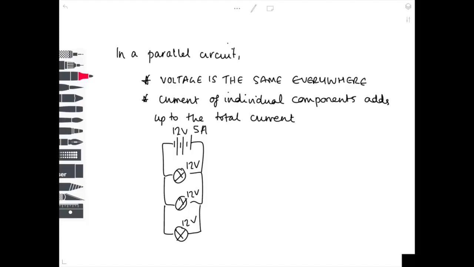In terms of the current, pretend that was a 2 amp bulb. This was a 2 amp bulb. Well, we know because it has to add up to the total current, this lamp down here is slightly different in that it has a current of 1 amp.